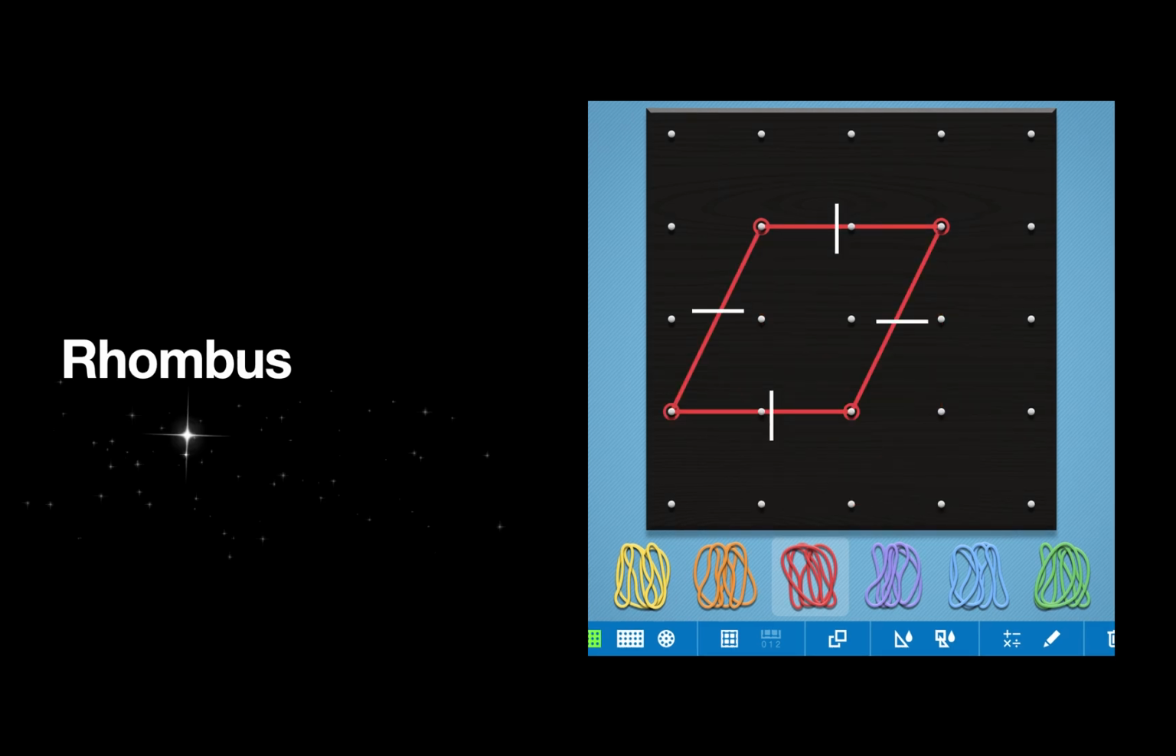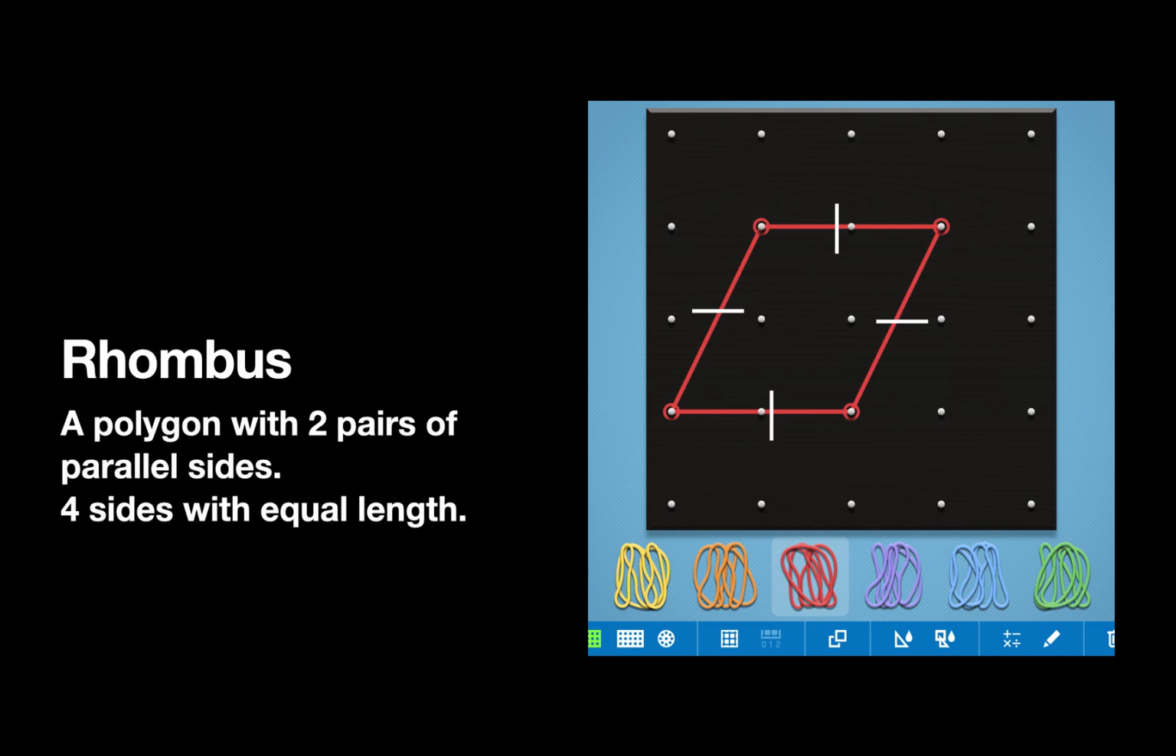This rhombus has two pairs of parallel sides. Sides, remember, that will never touch if they keep going on forever. And it has four sides of equal length. That's what those little white tick marks are showing, that the sides all have the same length.